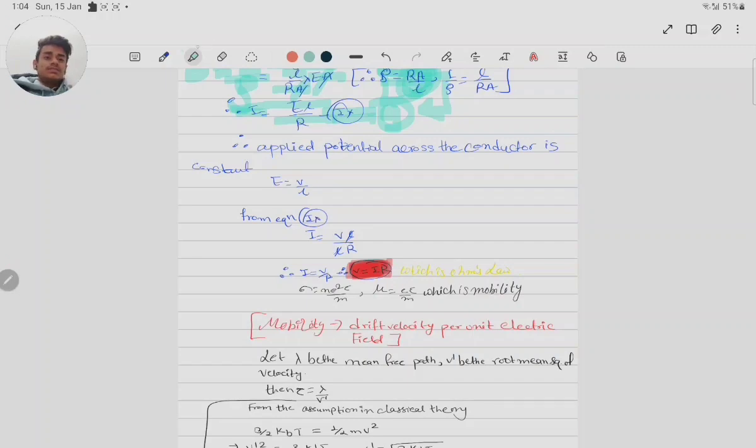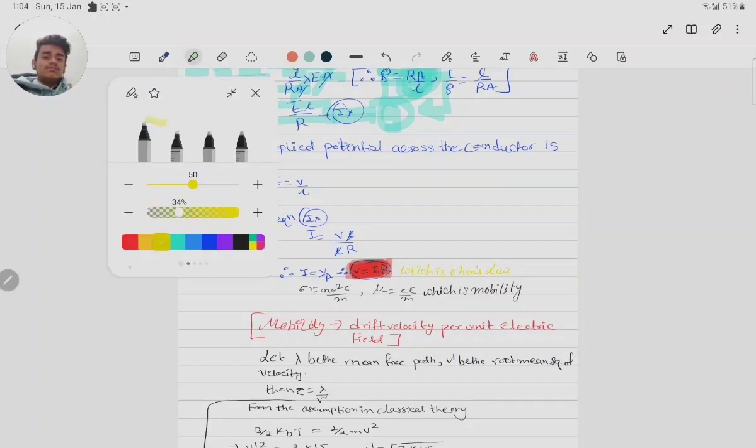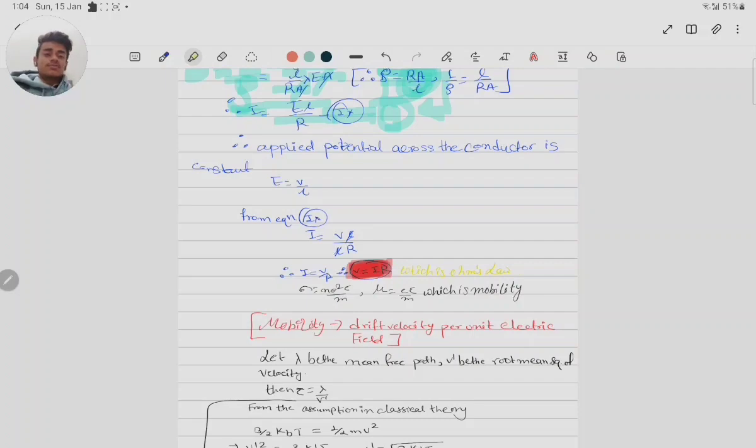Here we have to know that the applied potential across the conductor must be constant. So if it is constant, E equal to V upon l. From the equation, we put the value of E as V by l, so I equal to V l upon l R. So we got I equal to V by R, V equal to IR, which is known as Ohm's law. We already know Ohm's law.